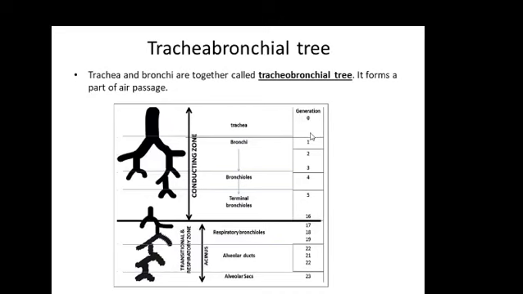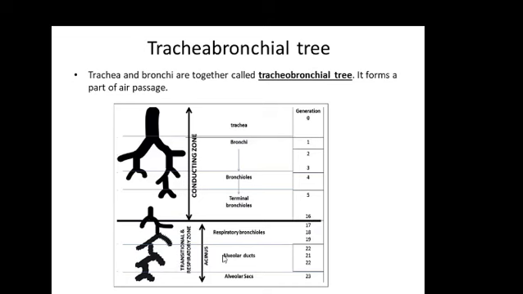So we have one trachea, which is zero generation. The bronchi can further divide. We can have the first generation, second, and the third generation. The bronchioles can go on to fourth generation and fifth generation. These are divisions up to 16th generation.